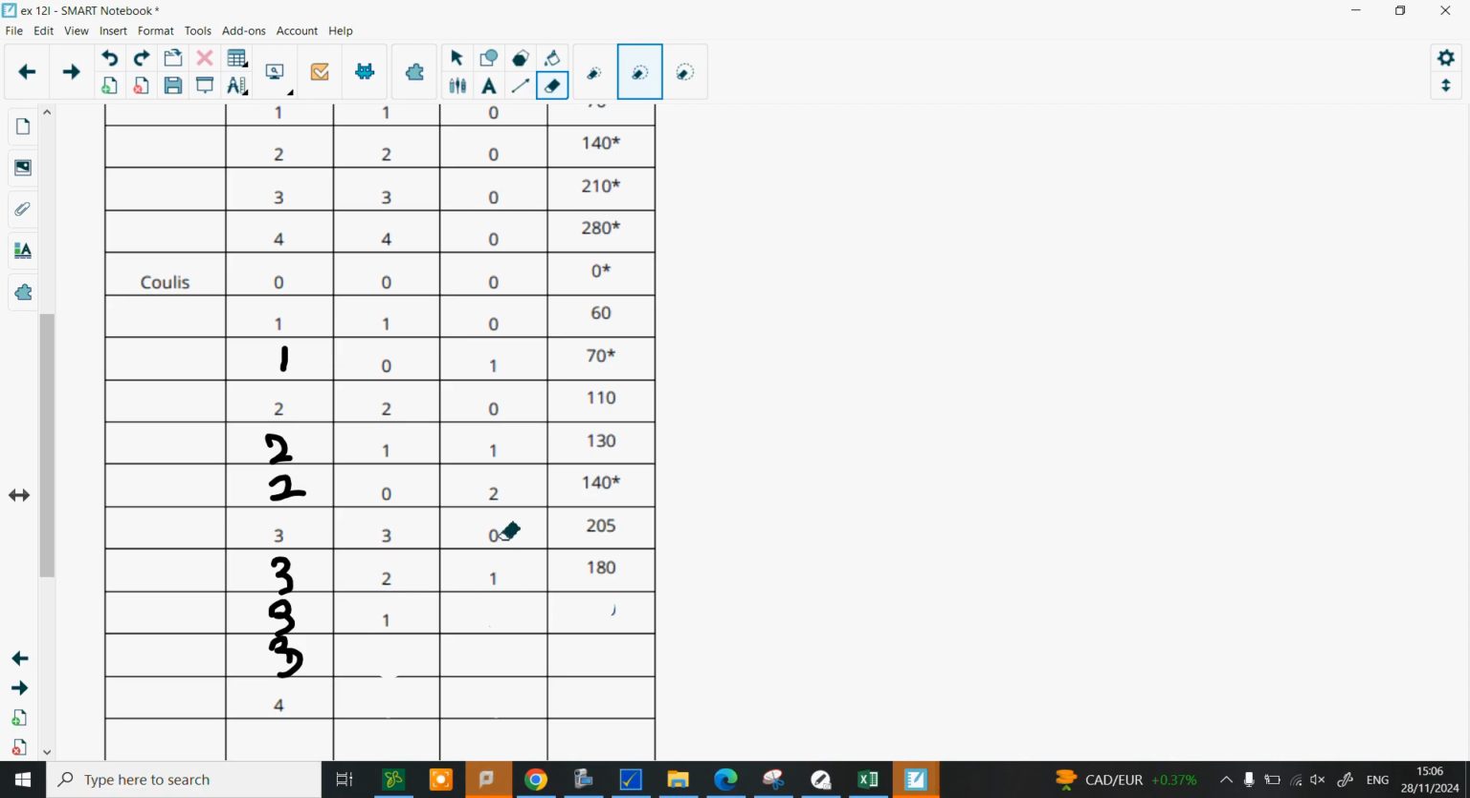3, 2, 1. 1 Cullis, 0, 1, 2. 1 Cullis, 2 raspberry ripple, and that will total how much? Can you tell me? 200. What was that? Was the raspberry ripple 140, was it? And the Cullis was 60. Okay. Excellent. What about the next one? 0 Cullis. You depend on 3 raspberry ripples. So that gets you 210.